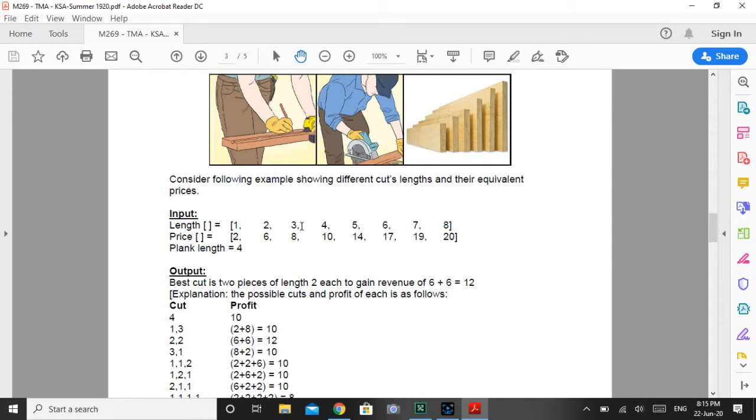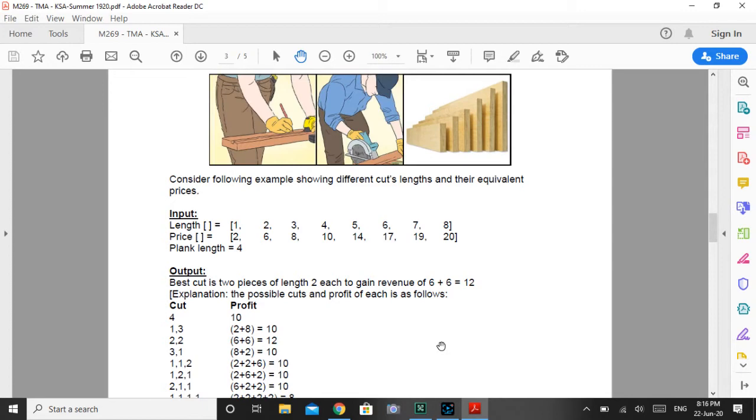If you cut a piece of 1 meter, you can get a profit of $2. Each piece of 2 meters will get a price of $6, and so on. So the question is, if I give you a plank of wood of length 4 meters, what is the best possible cut for the pieces which can make my profit the maximum? There are actually so many options. You need to list the options which can lead you to number 4.